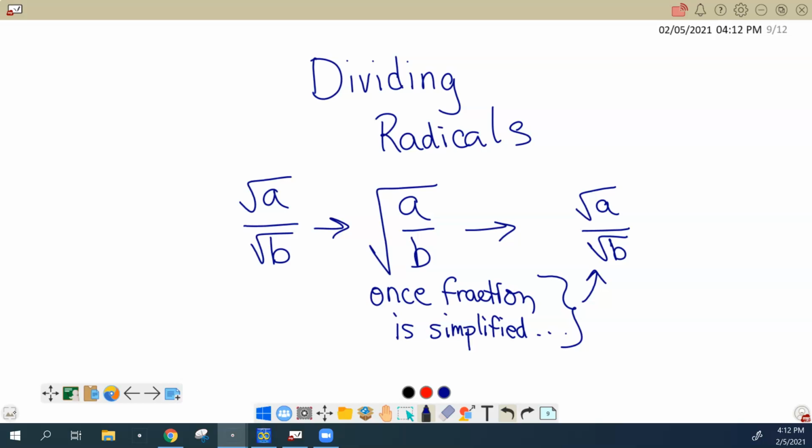So the first thing you want to do is look at those two numbers and decide if you can simplify that fraction. Maybe both numbers are divisible by 3 or 2 or anything. In that case, you turn the two little roots into one great big root, simplify the fraction, and then once it's simplified, go back to leaving it as two separate roots.